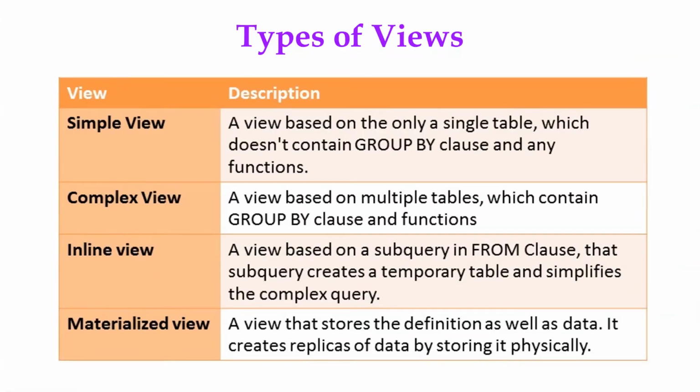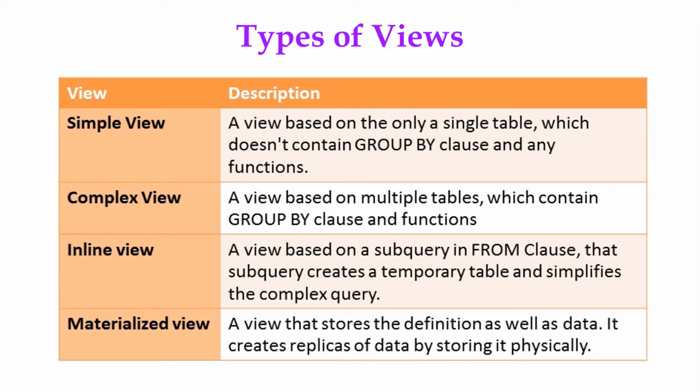I hope you got a good understanding about what a view is and how to create or modify a view. Let us see what the different types of views are. There are 4 types: simple view, complex view, inline view and materialized view. A simple view is a view based on only a single table which does not contain any group by clause or any functions. So simply selecting the attributes from the table and displaying them is a simple view.